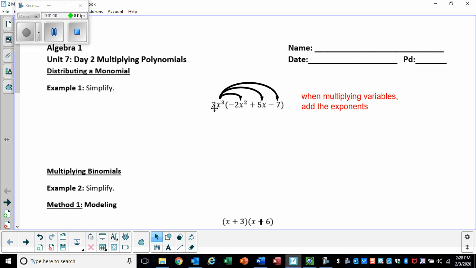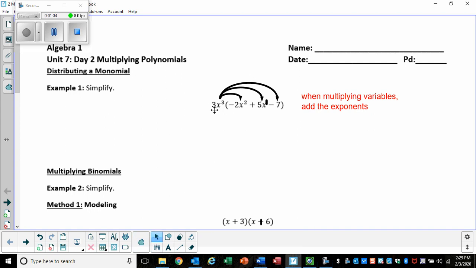Okay, then I'm going to do 3x to the third times 5x. 3 times 5 is 15. X to the third times x, and this x, remember, has that invisible 1 as an exponent. So that means I'm going to do 3 x's here and 1 x here. That's 4 x's total. So that would be x to the fourth, because I just did 3 plus 1.